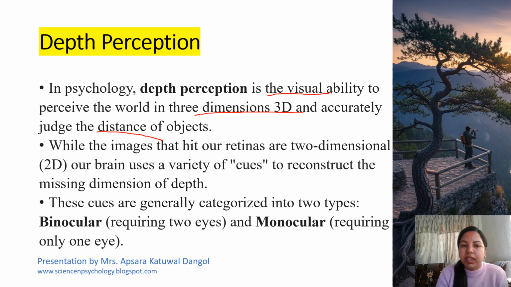But the images that hit our retinas are two-dimensional. That means one dimension is missing. So what does our brain do? It uses a variety of cues to reconstruct the missing dimension of depth. These cues are generally categorized into two types: binocular and monocular. Binocular means it requires two eyes, and monocular means it requires only one eye to visualize or perceive the world.